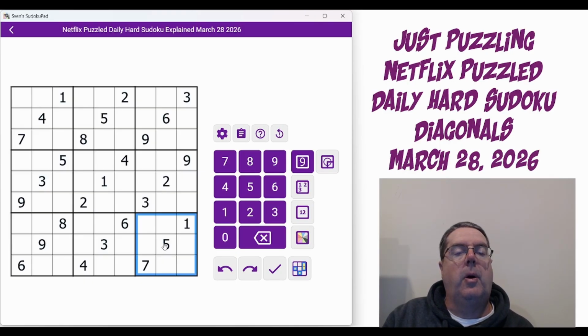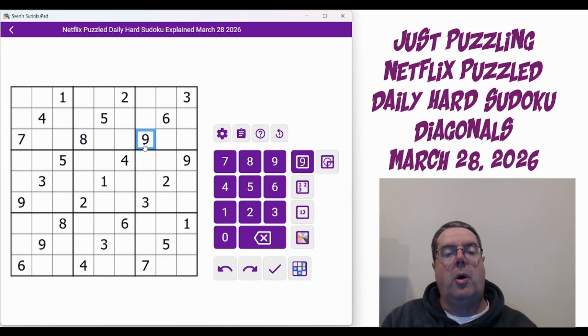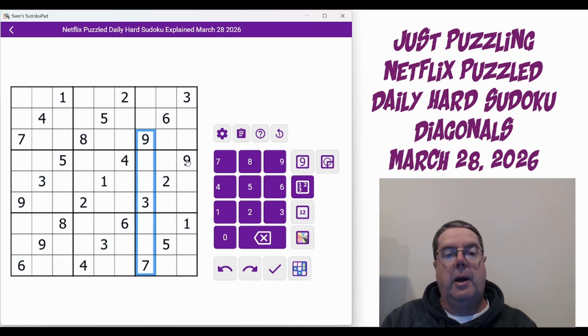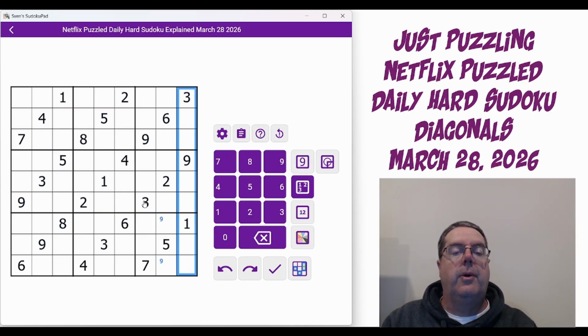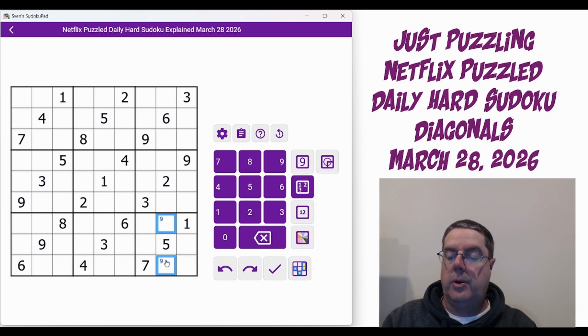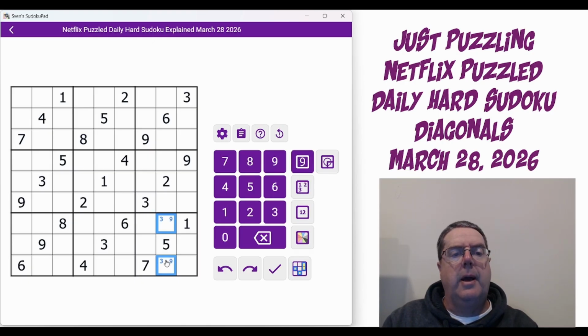Alright, so in this box here, where's the 9? Well, the 9 comes down here, 9 comes down here, so 9 is one of these two. In that same box, where's the 3? Interestingly enough, 3 comes down here, 3 comes down here, so 3 is one of these two. So that's a pair there.